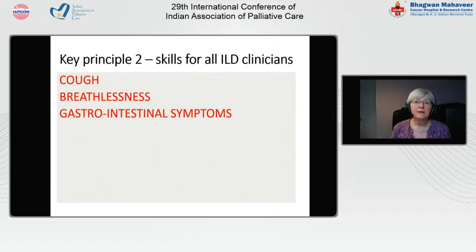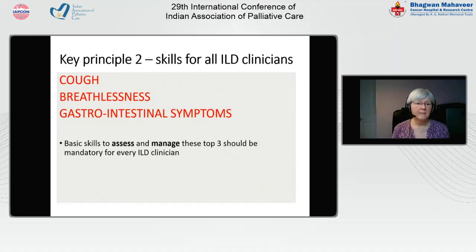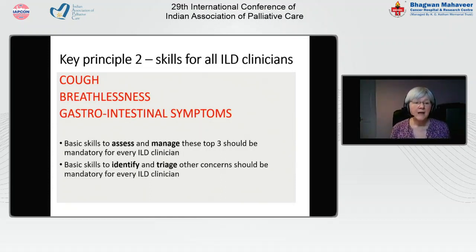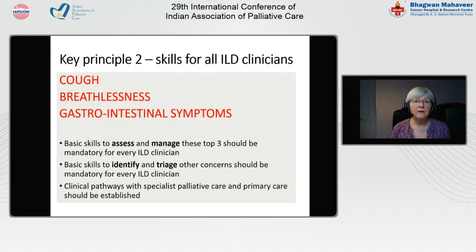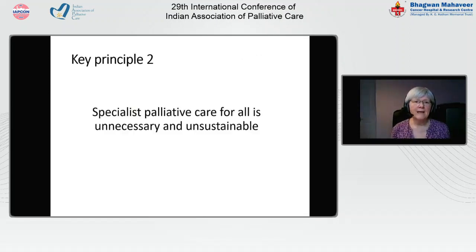Key principle 2. There are skills that all respiratory clinicians, and I would also say all primary care clinicians, looking after these patients need. We've seen the top 3 big groups of symptoms: cough, breathlessness, and gastrointestinal. All clinicians need to have basic skills to assess and manage these top 3, and I would put my neck on the line to say this should be mandatory for every interstitial lung disease clinician. They need basic skills to identify and triage the concerns that are beyond their skills and need referral to other people who can help. There also need to be clinical pathways with specialist palliative care and primary care, established so that the patient can have access to the particular care for the particular issue according to their need.